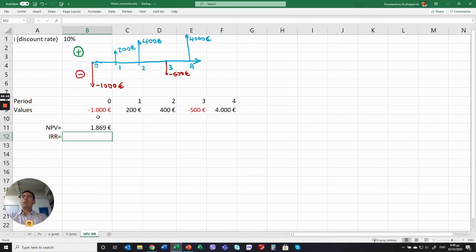If you want to calculate the internal rate of return, then this is very easy. You just do equals IRR, and you just pick all the values of all the periods. So that's it. In this case, you have a huge internal rate of return of 48%. As long as the internal rate of return is higher than your discount rate, then you are good to go.